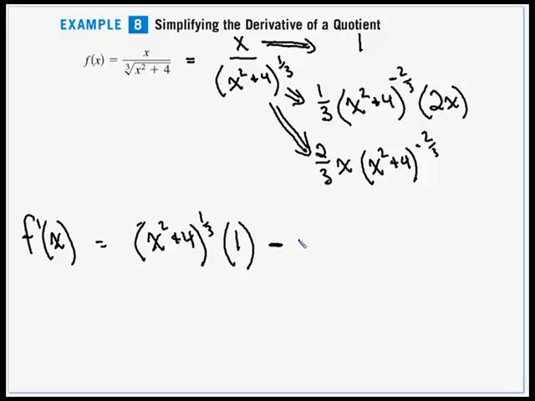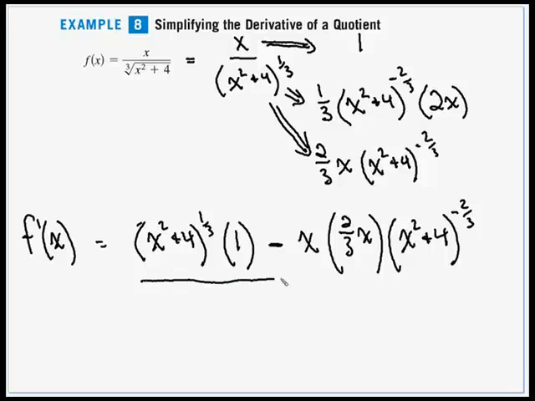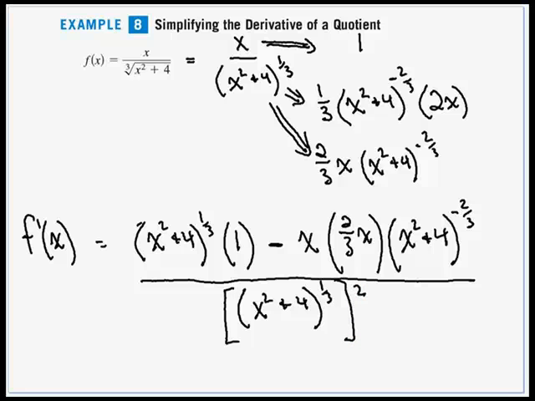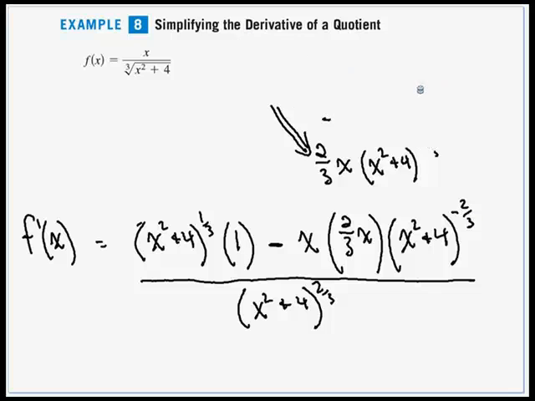So x times the derivative of the denominator, and that was our 2/3 x times our quantity x squared plus 4 to the negative 2/3 power. And then we have our overall denominator, low, and that would be our quantity x squared plus 4 to the 1/3 power, and we square that, low, so that to the 1/3 times itself, that quantity squared, we can just rewrite this exponent as 2/3. So we have that to the 2/3. Okay, let's see what this looks like.